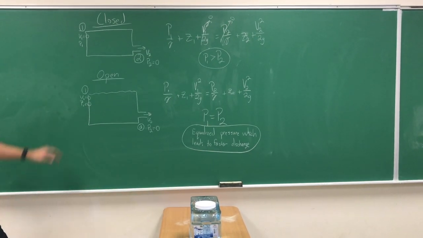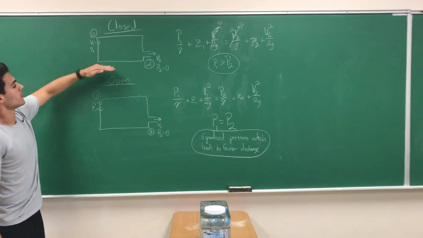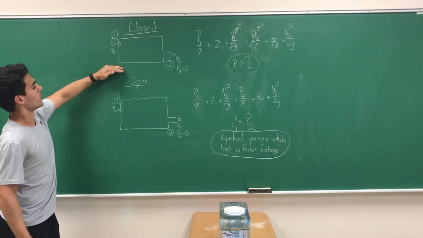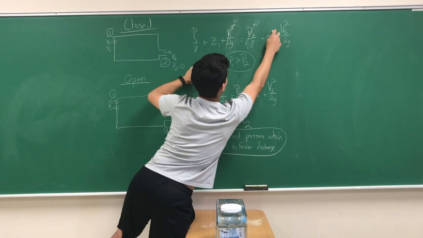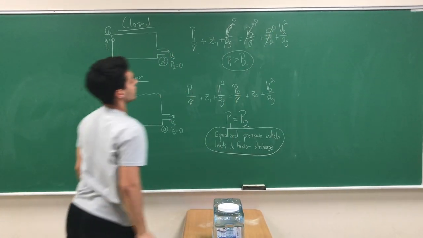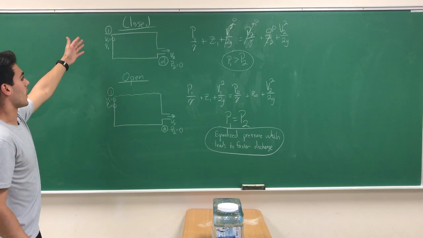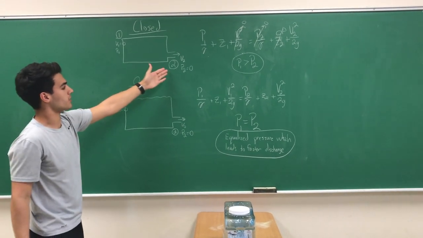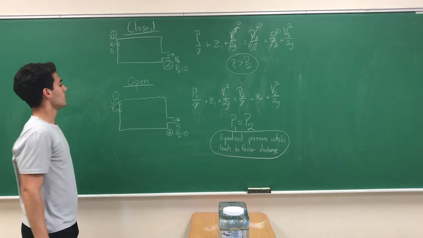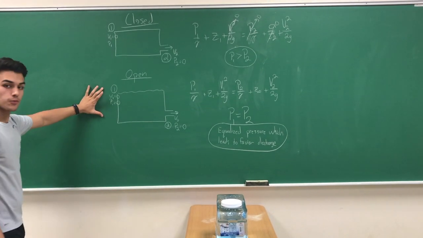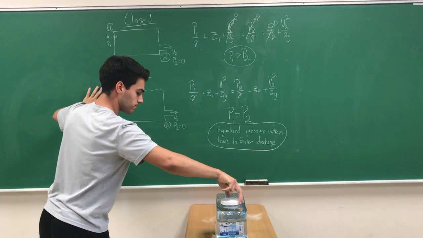Z2, which is at the bottom, this reference point right here, is at 0 because we know that for Z1 there's an elevation right here. So we can make Z2 equal to 0. And by knowing that, we know that the pressure at 1 is greater than the pressure at 2, and that's going to lead to a slower velocity coming out the bottom. So here, this is case 2. This is when the jug is open.